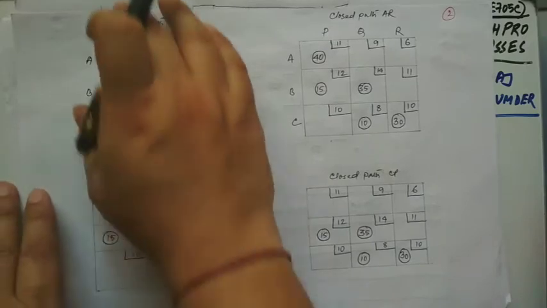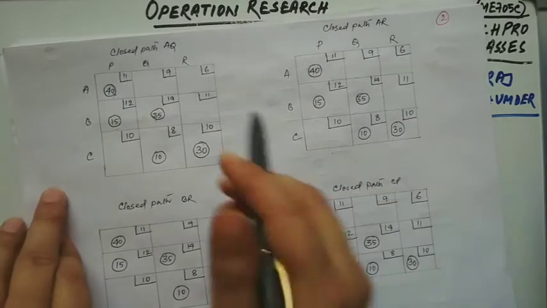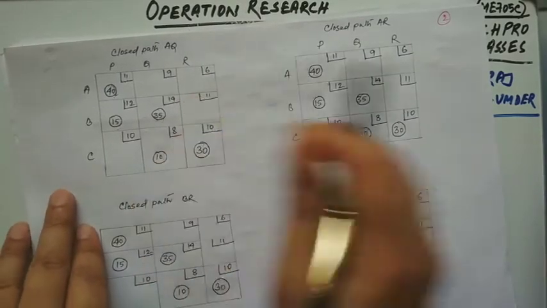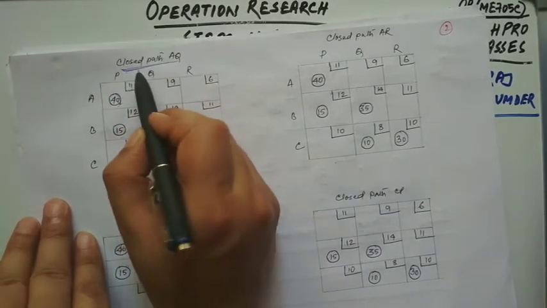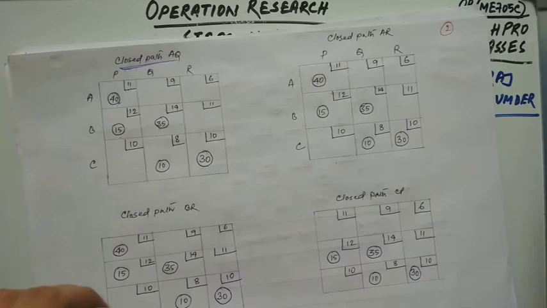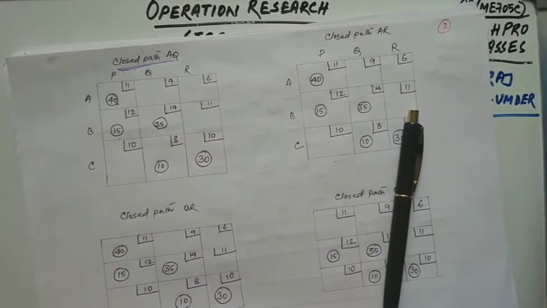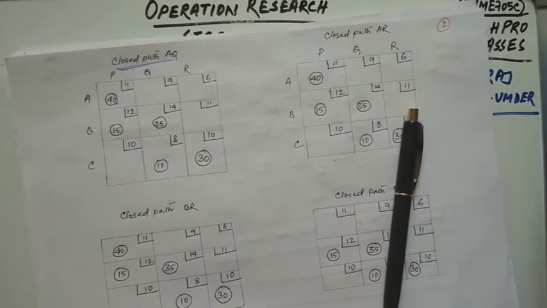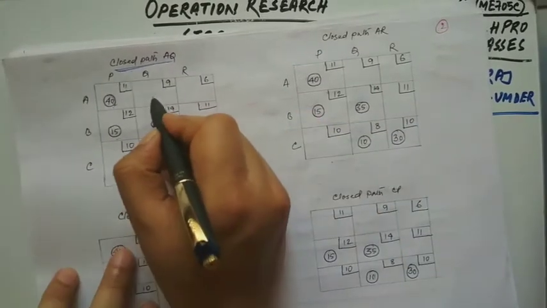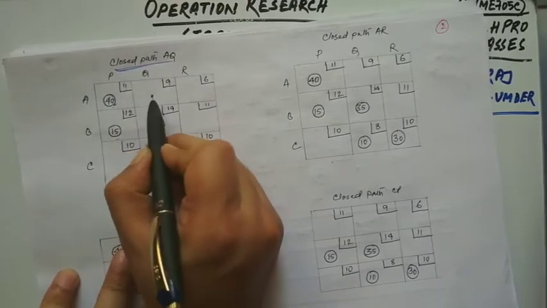Now say we start with the closed path AQ. How to make the loop? I said earlier that we have to start with the unallocated cell. So first we make a closed loop for the water square AQ, starting from this cell. Let us use a different color for clarity.